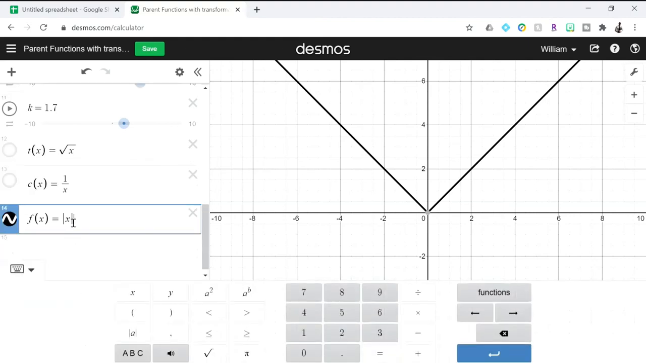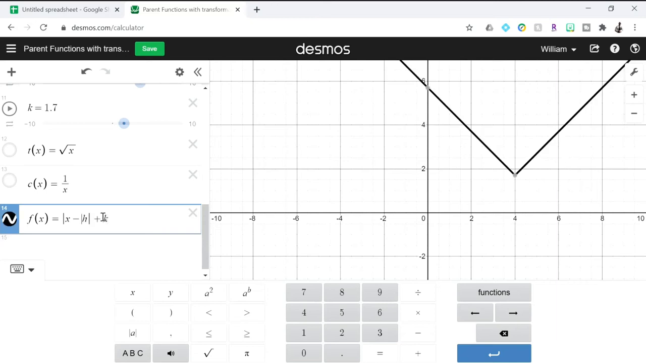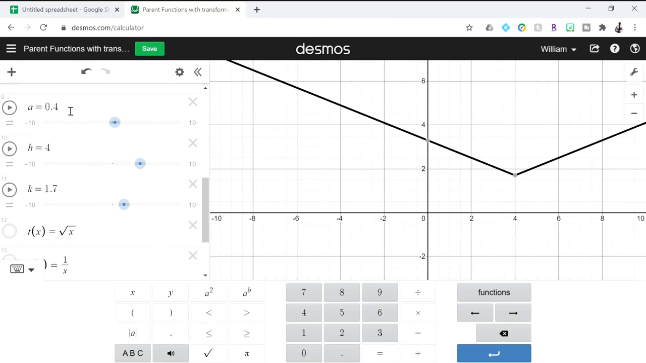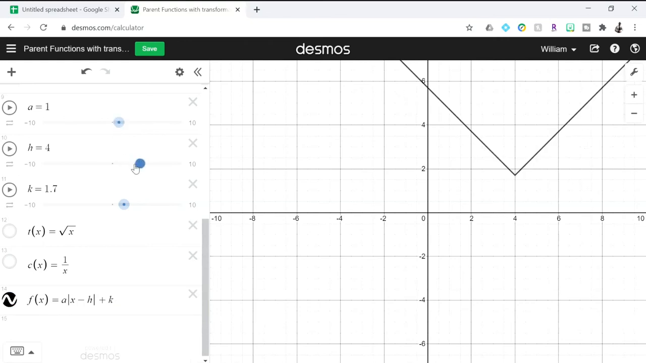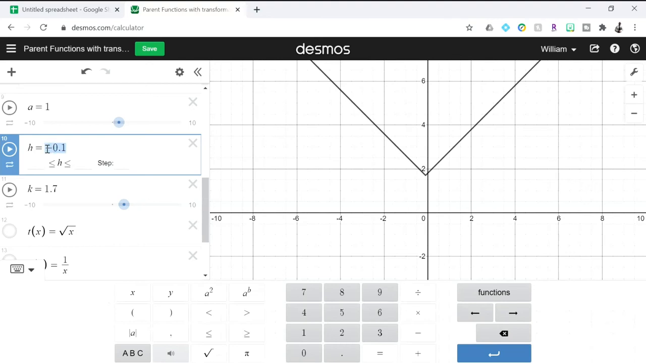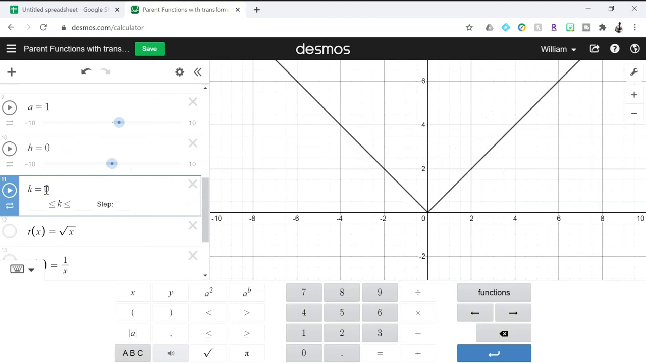And if we add to that the minus h in here, and on the outside a plus k, and in the front we're going to have an a. Now these are all stretched out and moved all over the place because we've already got values for a, h, and k. If we make the value of a 1 and then h 0, here, it's hard because I'm using a trackpad here. Let's see if we just type in 0, and then k's value is 0 as well. We get our parent function.